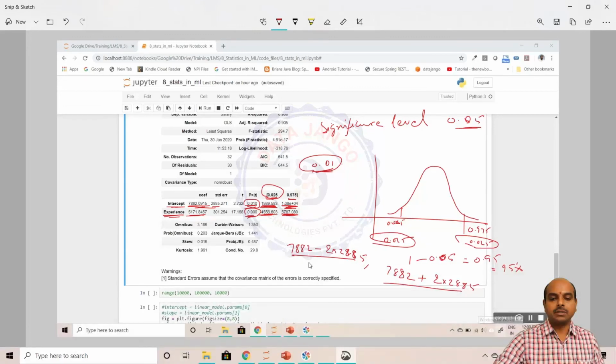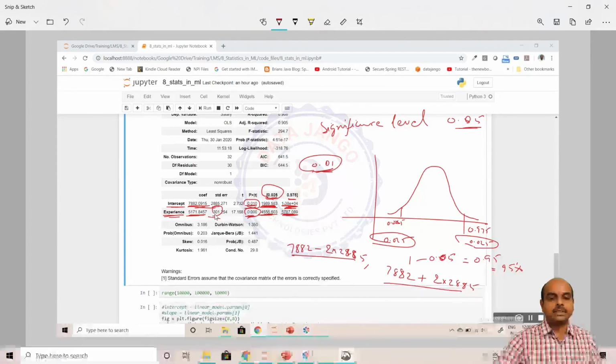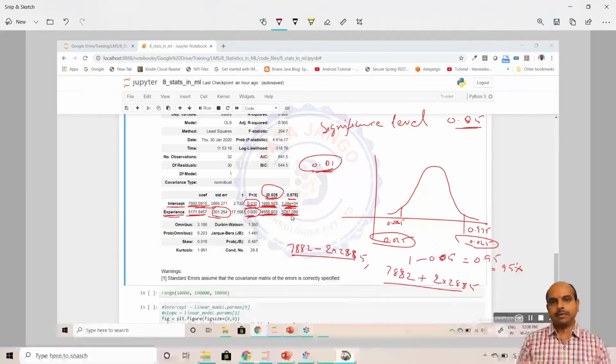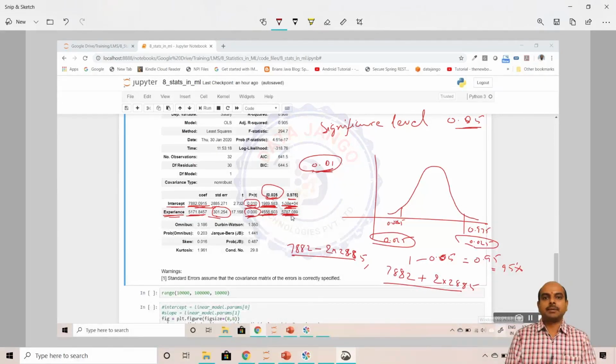Okay, so let us try to do that. Here if you see this, if you take 2 into the standard error and plus 2 into the standard error, you will get these two numbers. So it is a 95% confidence interval. So this is the connectivity between statistics and machine learning.